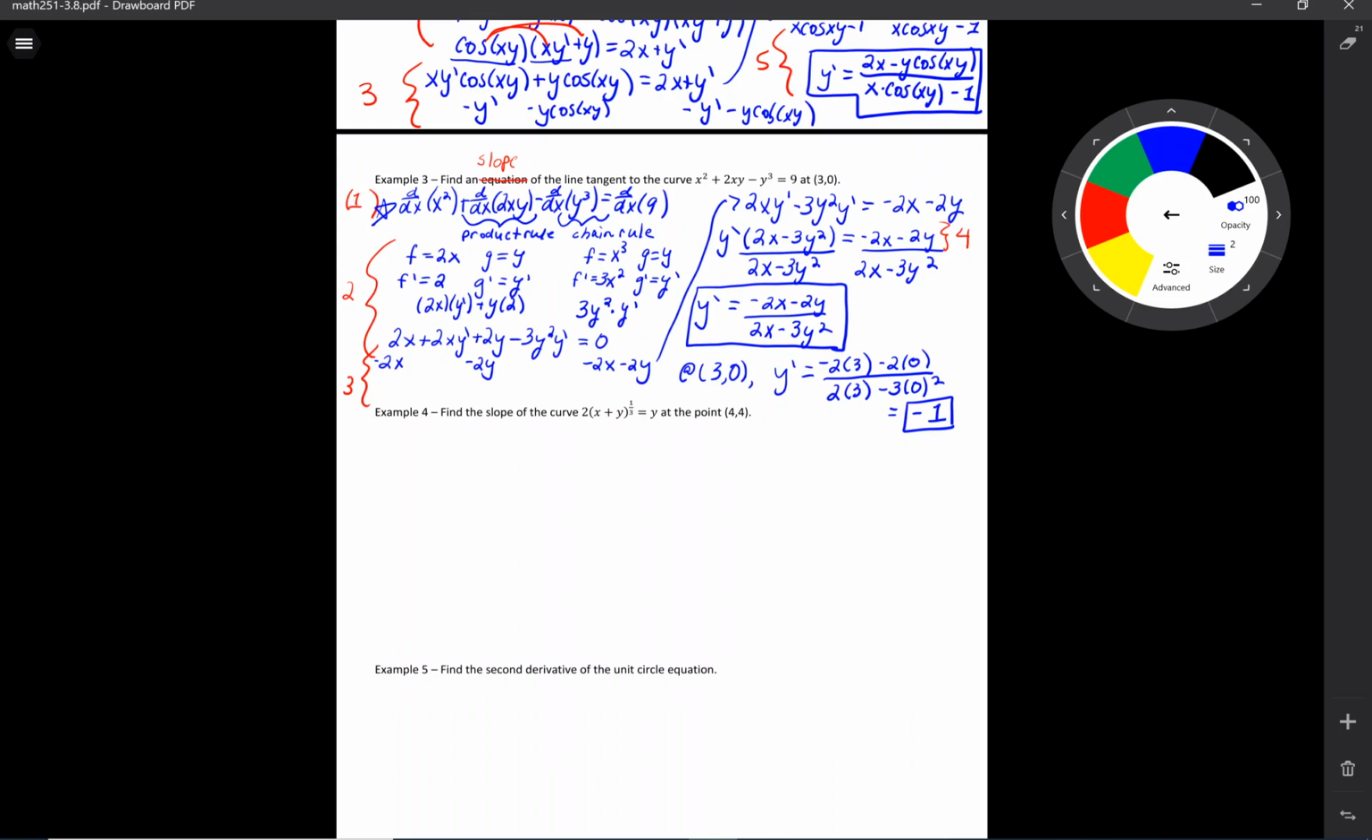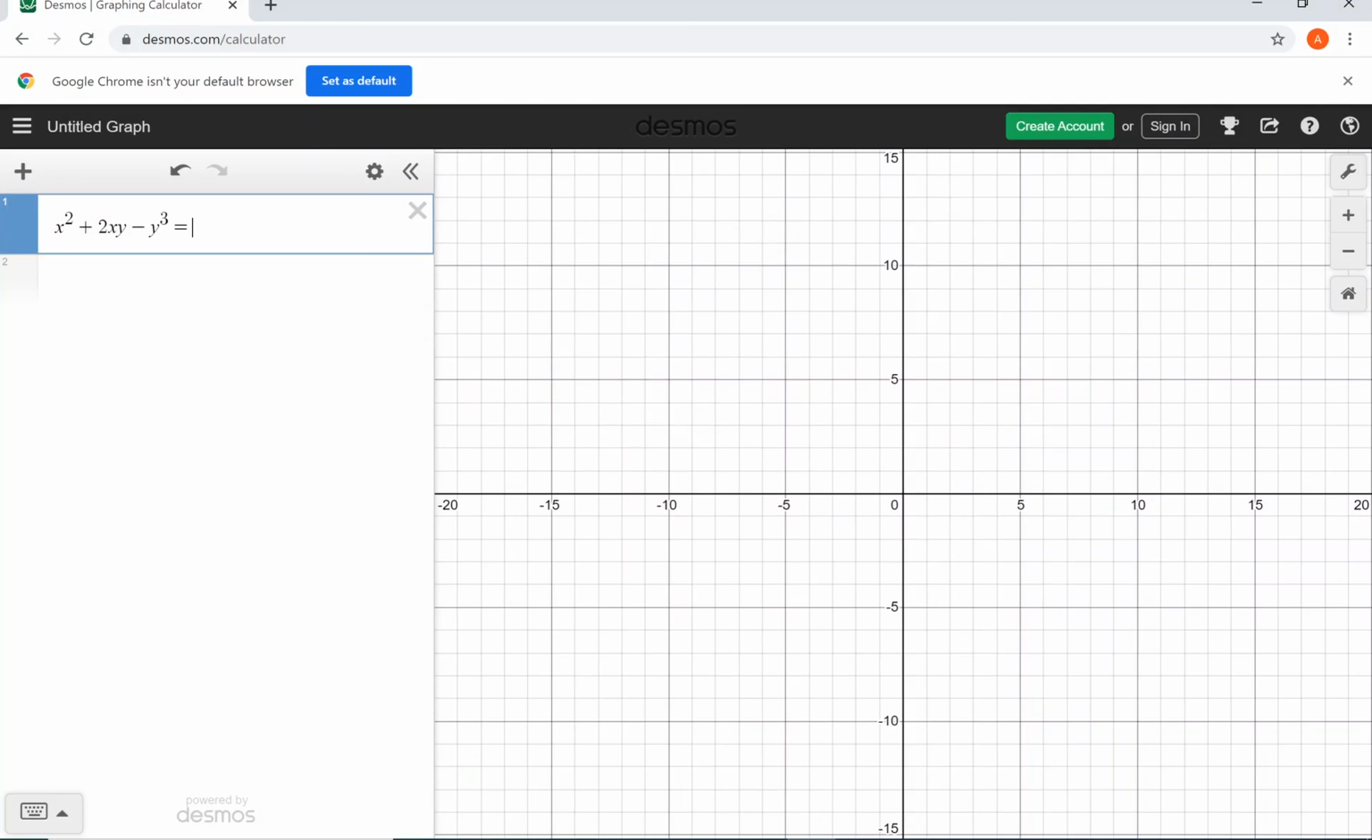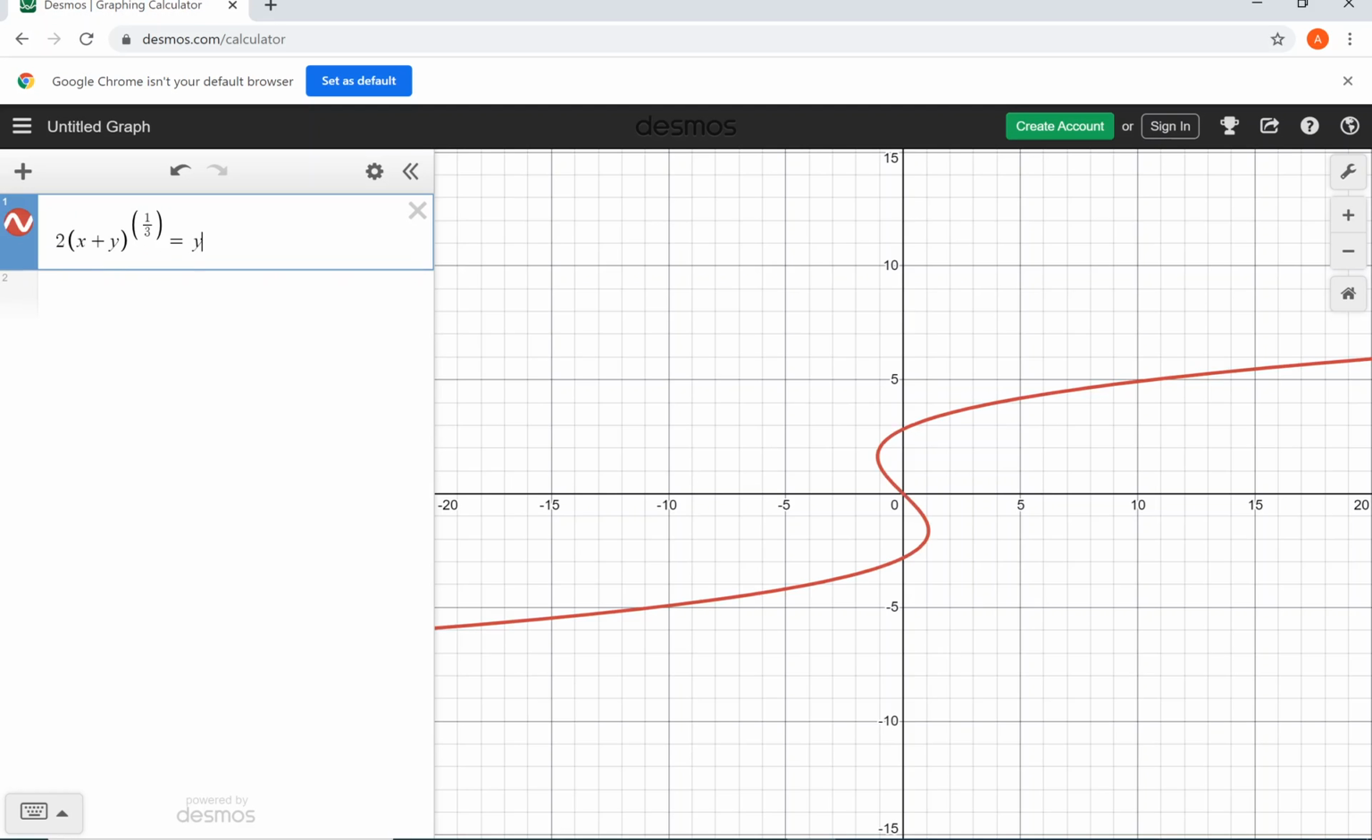All right, in example 4, we want to find the slope of the curve of 2 times x plus y to the power of 1/3 equals y at the point 4, 4. So let's graph this equation to see what it looks like. I think these kinds of equations can be fun to see. So we have the function 2 times x plus y to the power of 1/3 equals y.